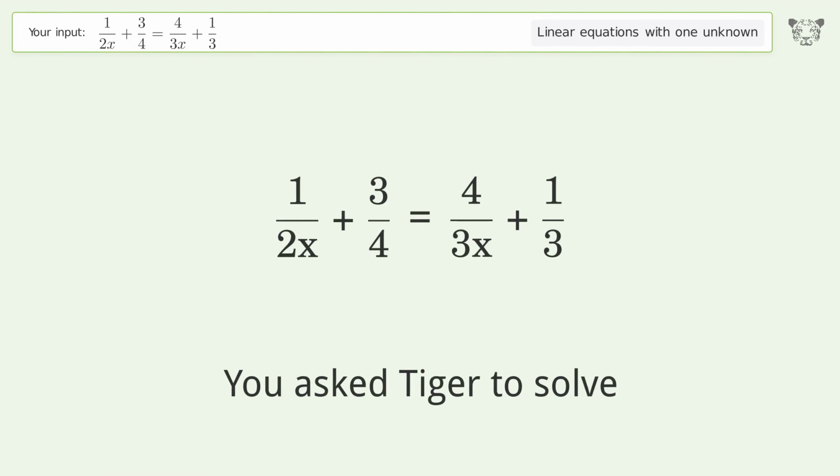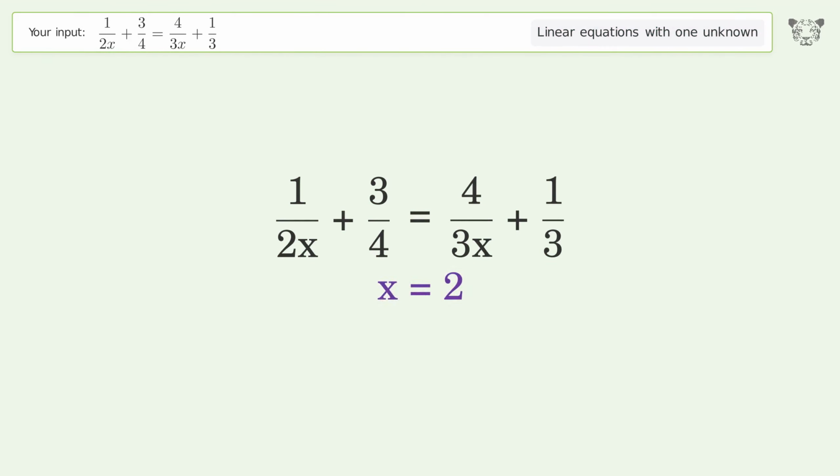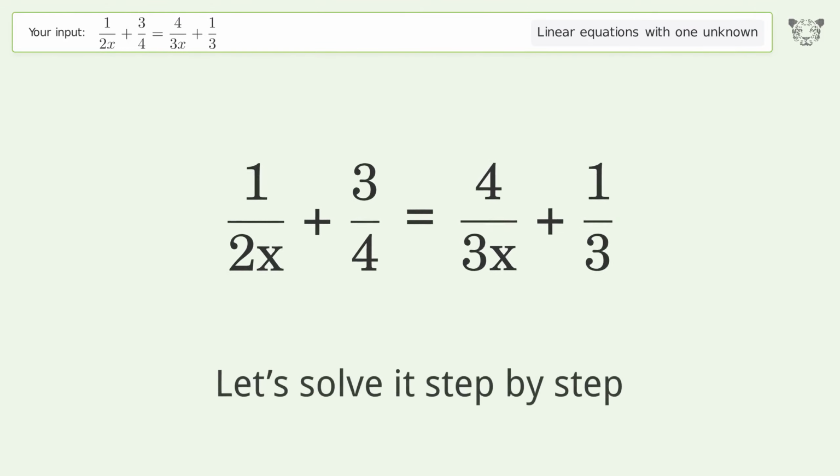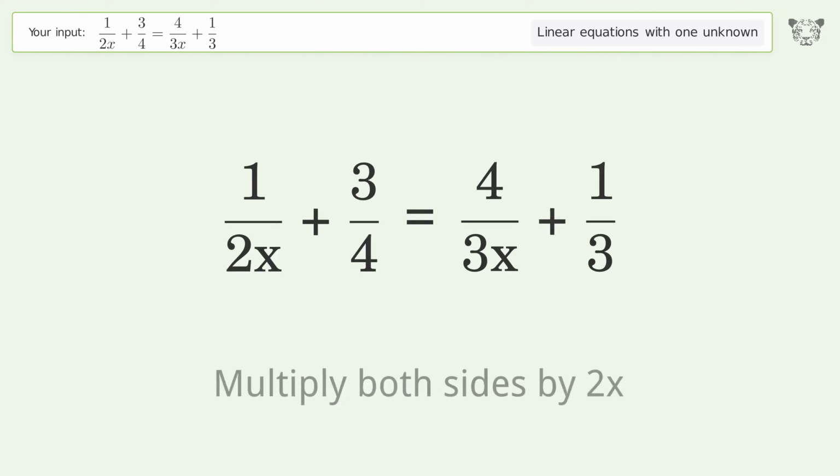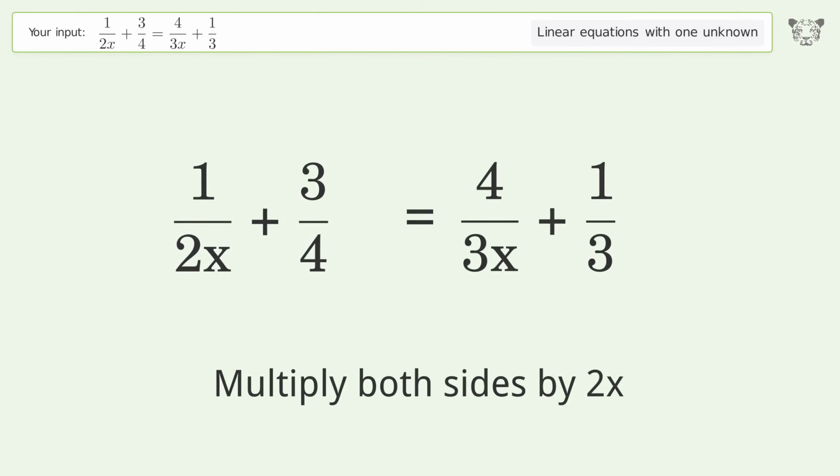You ask Tiger to solve. This deals with linear equations with one unknown. The final result is x equals 2. Let's solve it step by step. Isolate the x. Multiply both sides by 2x.